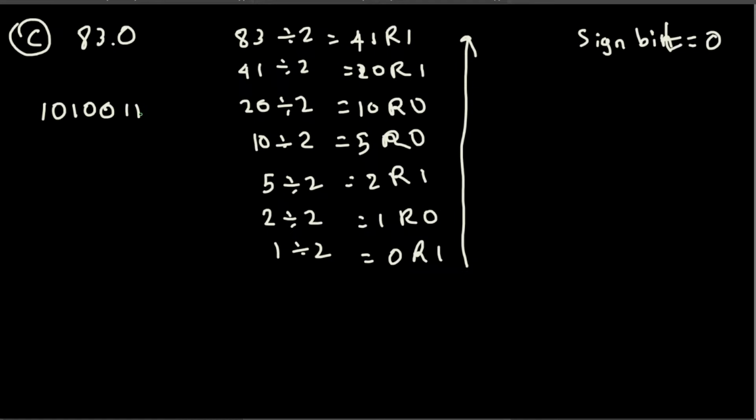Okay, so to find out the exponent, move the decimal point here, 1, 2, 3, 4, 5. I need to move 6 places to reach the place. So the exponent is 6.